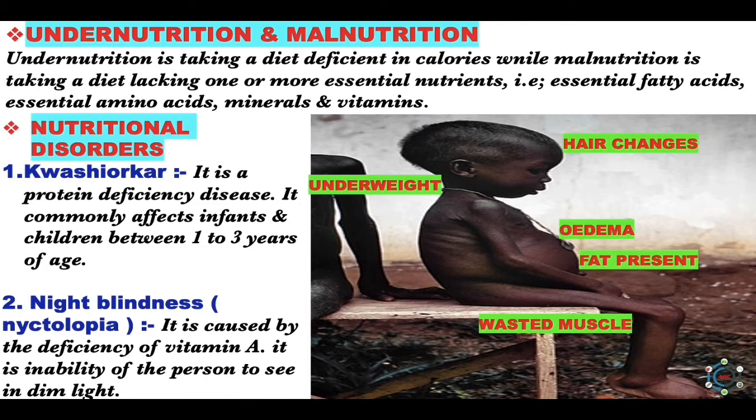Next is night blindness, which is caused by the deficiency of vitamin A. It is the inability of a person to see in dim light. It is due to deficiency of rhodopsin in the rod cells of the retina.